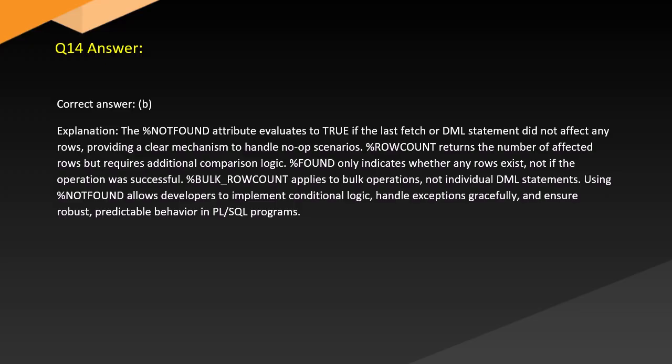Answer. Correct answer: B. Explanation. The percent not found attribute evaluates to true if the last fetch or DML statement did not affect any rows, providing a clear mechanism to handle no-op scenarios. Percent row count returns the number of affected rows but requires additional comparison logic. Percent found only indicates whether any rows exist, not if the operation was successful. Percent bulk row count applies to bulk operations, not individual DML statements. Using percent not found allows developers to implement conditional logic, handle exceptions gracefully, and ensure robust, predictable behavior in ESQL programs.